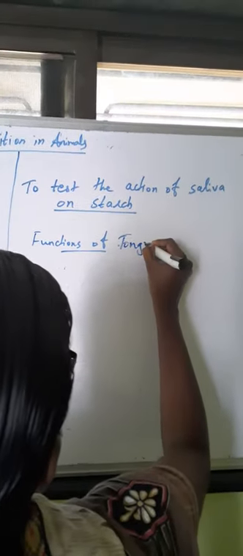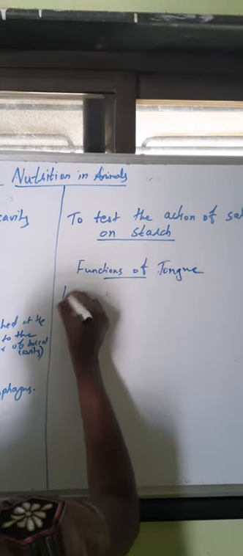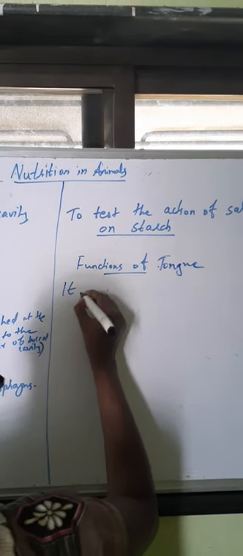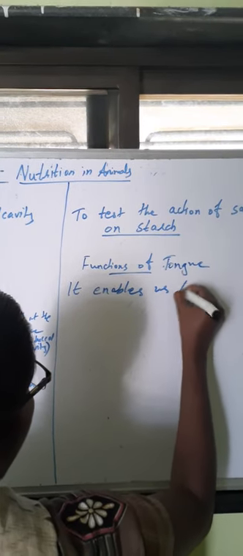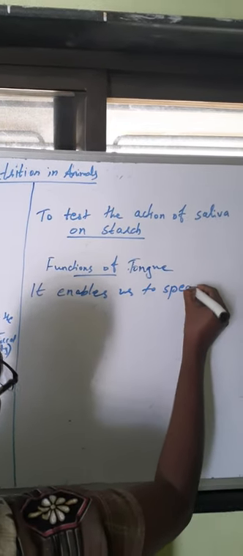Functions of the tongue. First of all, it enables us to speak, or helps us to speak. This is the first function.